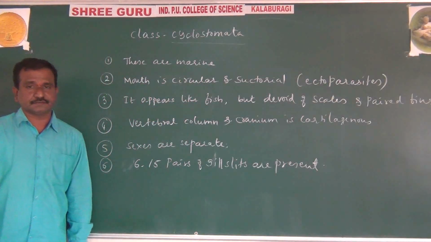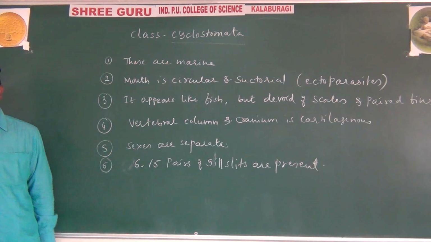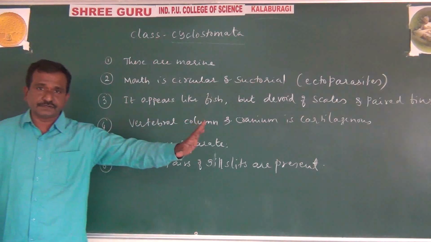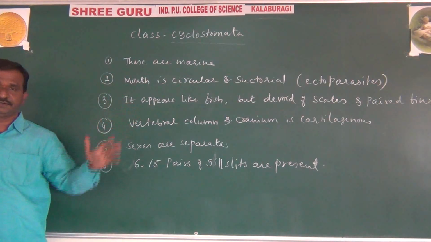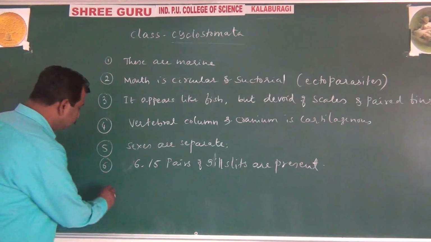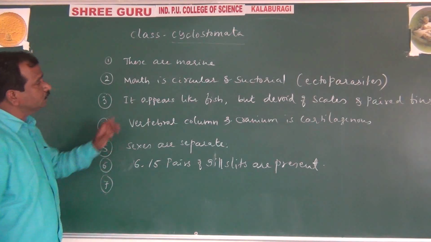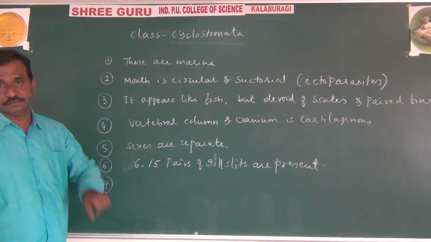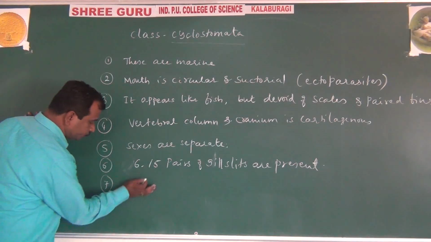Six to fifteen pairs of gill slits are going to be found in the fish. Looking like fish, but not the exact fish character they are showing. Fish scales and paired fins are absent, which is important. Now you can see that the important character is what I have written: these are marine.